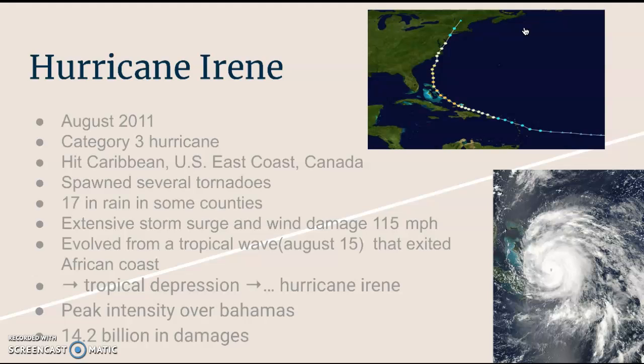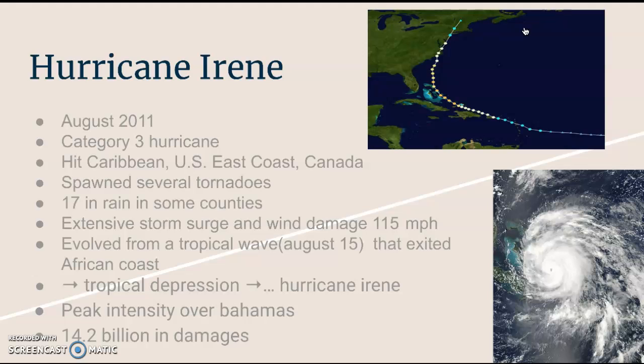So my hurricane, Hurricane Irene, happened in August of 2011. It was a Category 3 hurricane, so it was pretty strong. It hit areas like the Caribbean, the United States East Coast, and even as far north as Canada. You can see the path that it followed, starting down there, following around the Caribbean, and then up through the United States. And it says that it spawned several different tornadoes. Some areas had as much as 17 inches of rain. There was extensive storm surge and wind damage with 115 mile per hour winds in some areas.